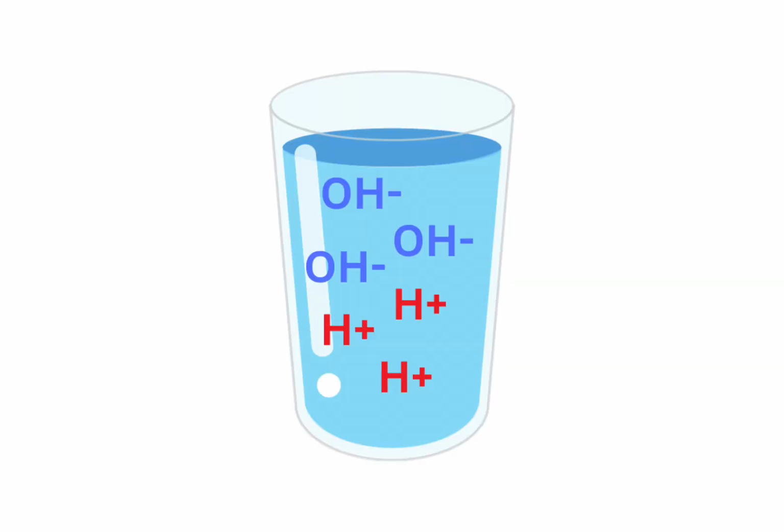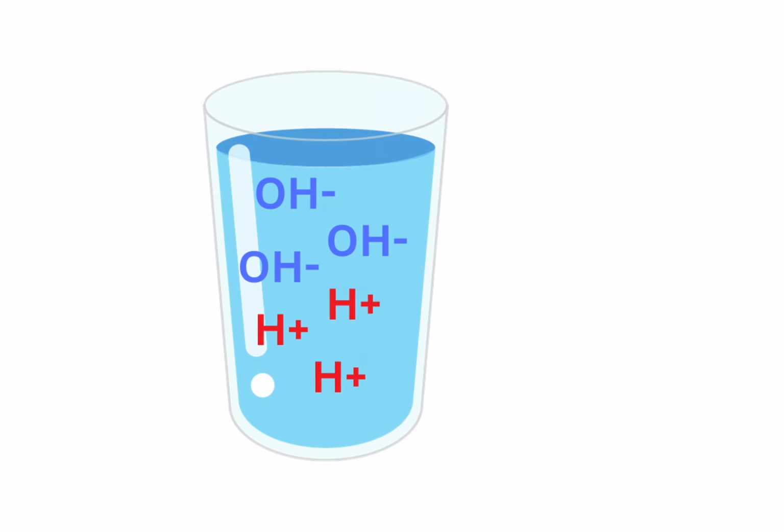Furthermore, substances such as water have equal hydronium and hydroxyl ions. These substances are neutral and have a pH of 7.